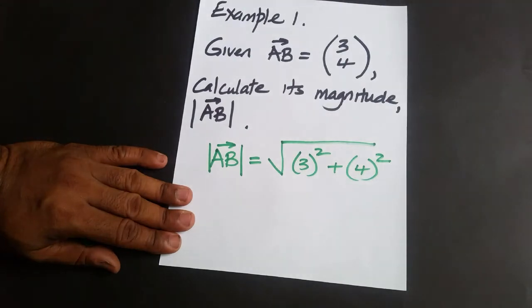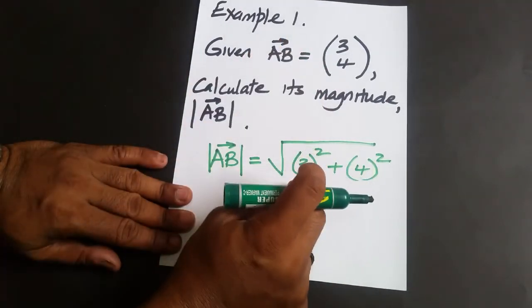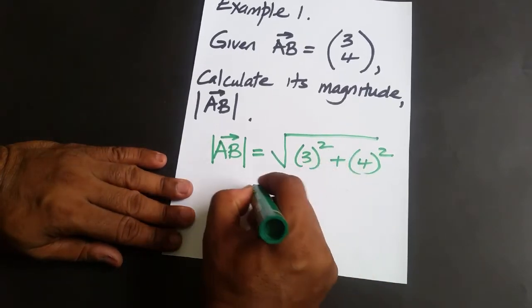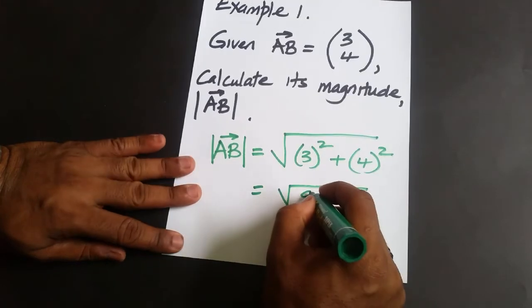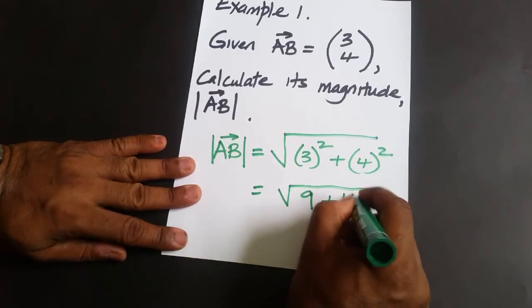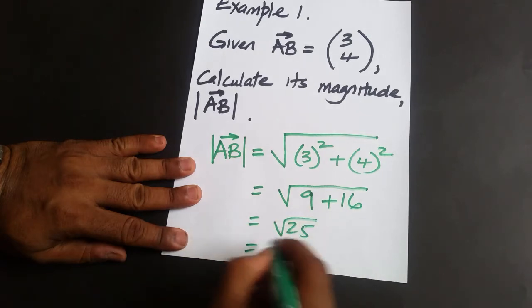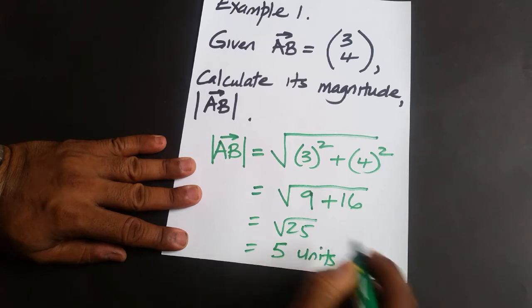These numbers are positive, so you could have gotten away without using the brackets, but if they were negative and you used them without the brackets, that's wrong. So just automatically put them in bracket for me. So this is going to be the square root of 3 squared is 9 plus 16, the square root of 25, and that is 5, and we just use the word units here.